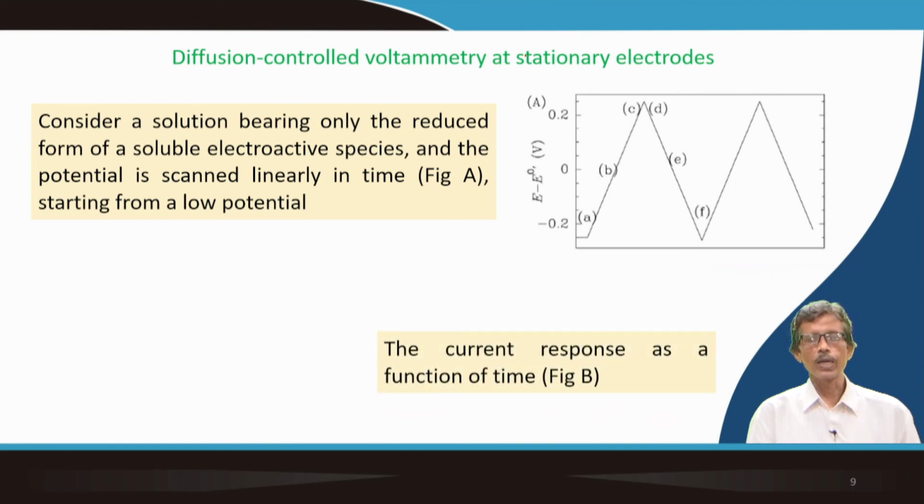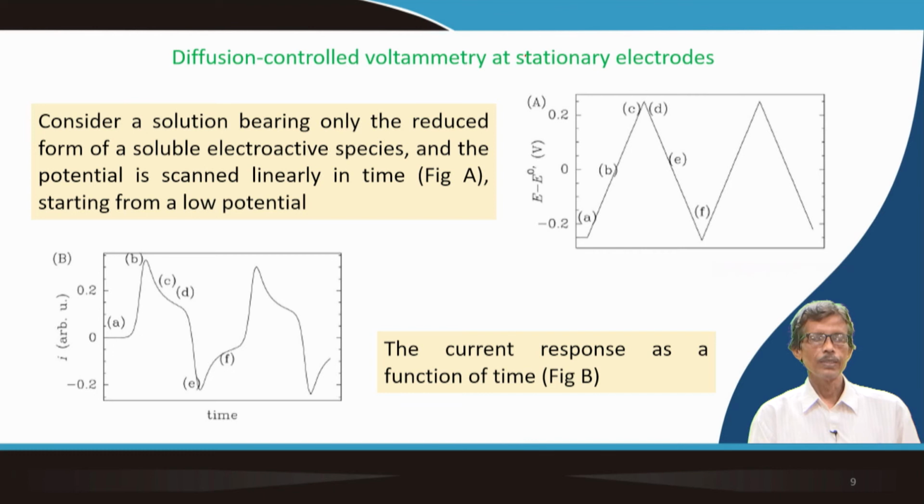Then what should be your current response? We know the potential is scanned against time, so we should get the corresponding current response as a function of time also. The current response will look like this, with positions A, B, C, D, E, F all marked. Again, I is the current in arbitrary units against time.